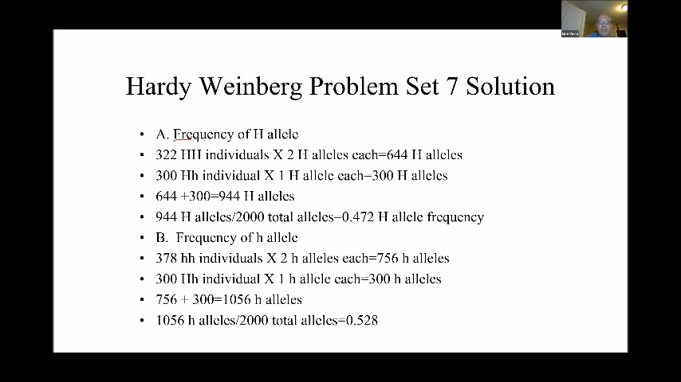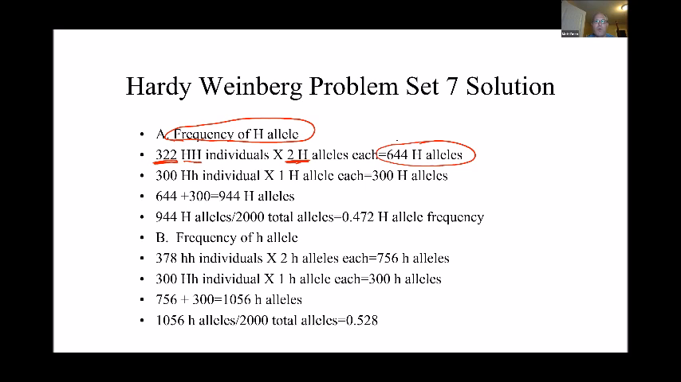So let's first of all calculate the frequency of the dominant big H allele. There were 322 people that had straight hair, big H, big H. So we take 322, multiply that by 2, because each of those individuals has 2 big H alleles. So that gives us 644 dominant big H alleles.